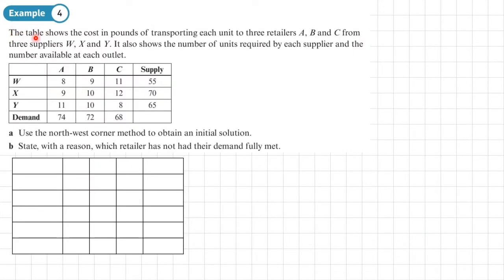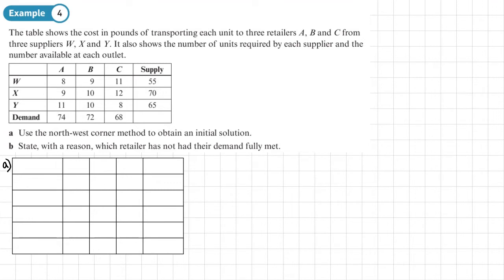Example 4. The table shows the cost in pounds of transporting each unit to 3 retailers A, B and C from 3 suppliers W, X and Y. It also shows the number of units required by each supplier and the number available at each outlet. Part A, what we need to do is use the northwest corner method to obtain an initial solution.